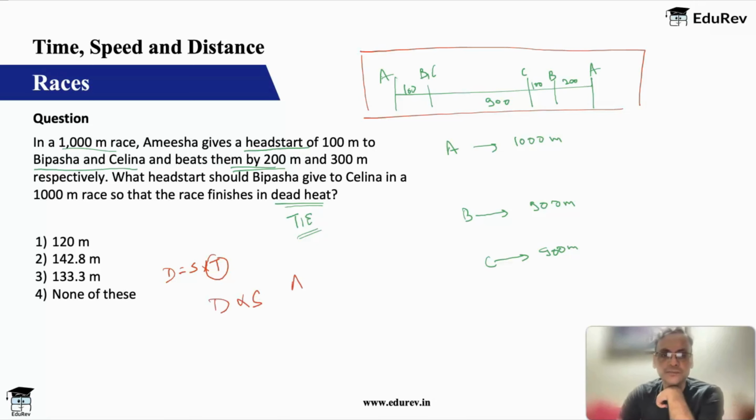So Amisha, Bipasha, Selina. Amisha does 1000. In that Bipasha did 100 meters less here and she is 200 meters behind here. So that means she did only 700. And Selina also started 100 meters ahead and is 300 meters behind. So she did only 600. So the ratio of speed of A, B, C is 10:7:6.